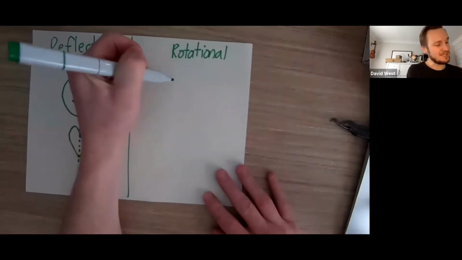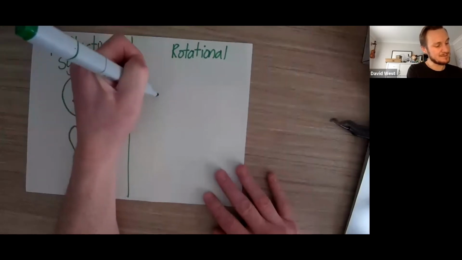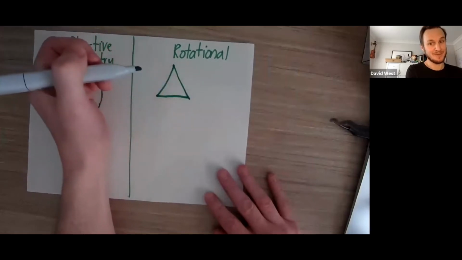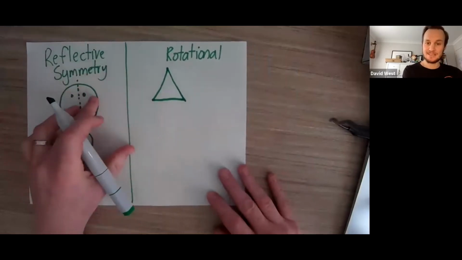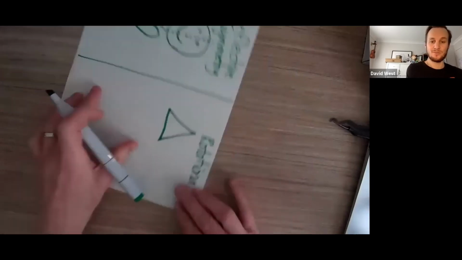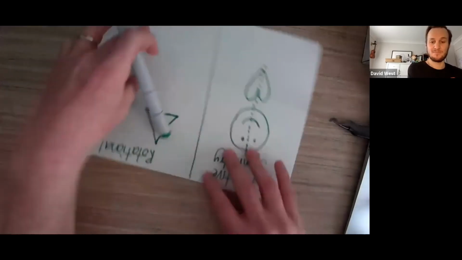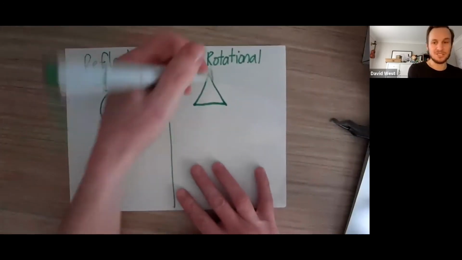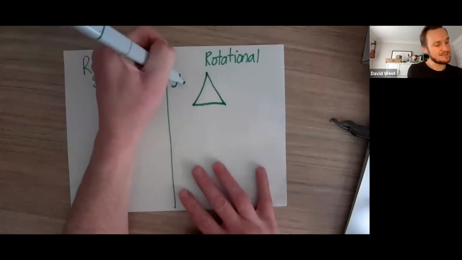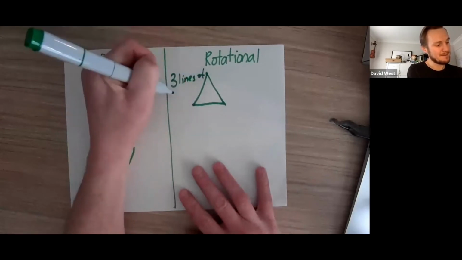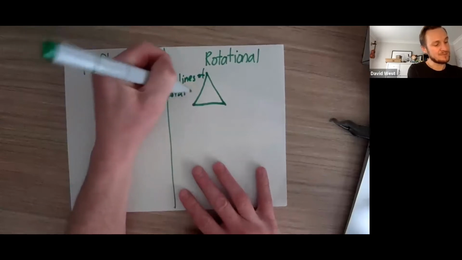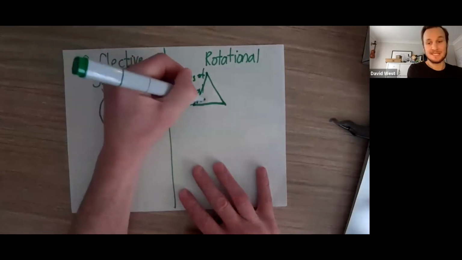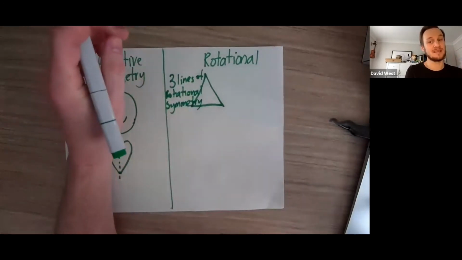Whereas rotational symmetry, if you've got a shape like this, that is an attempt at an equilateral triangle, we can see that it looks like this. However, when you move it like that, it also looks the same. And when you move it like that, it also looks the same. So an equilateral triangle actually has 3 lines of rotational symmetry, which basically means you can rotate it 3 times and it'll look exactly the same.